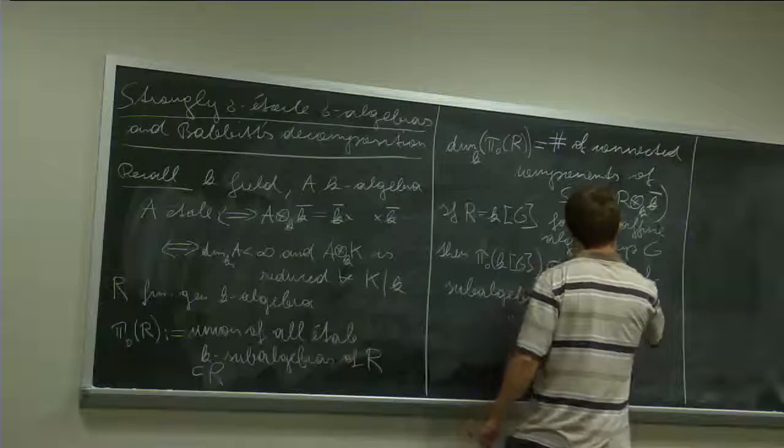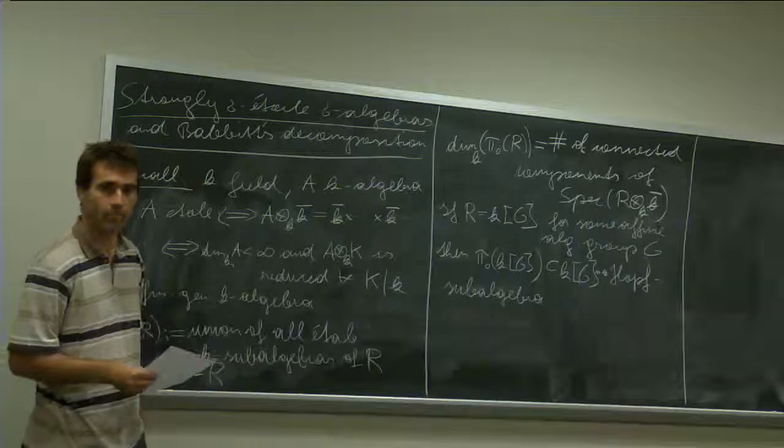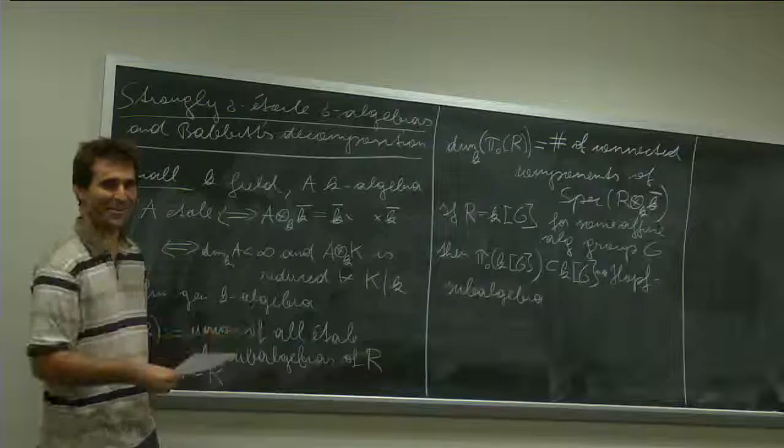How far is pi zero of K of G from being the coordinate ring of the quotient of G by the connected components? Yes, I'm going to say that. Sorry. Yes. And really, that's it.